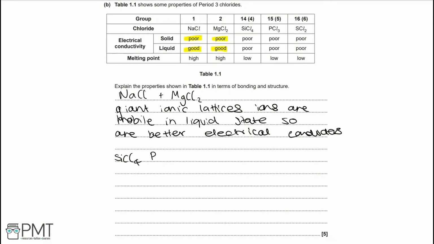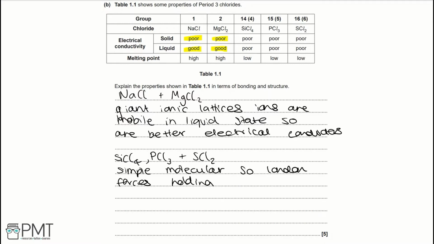So now we're going to talk about SiCl4, PCl3 and SCl2. All of these are simple molecular structures, and so they are held together by London forces of attraction. And therefore, we need to make an overall comment on the melting points.